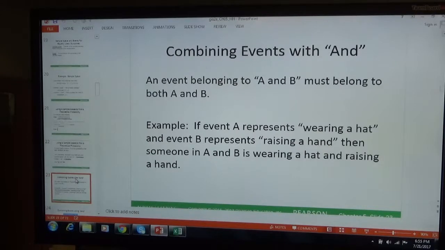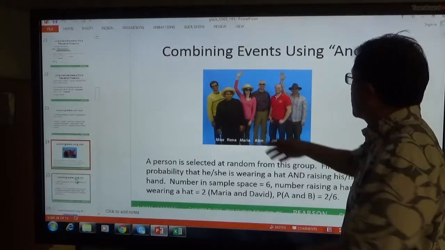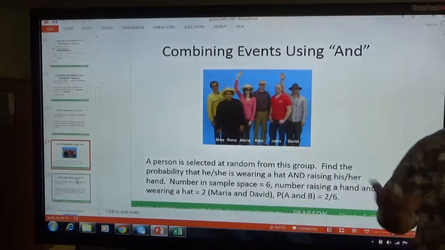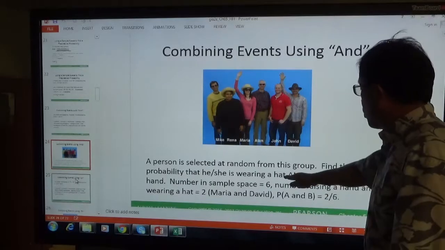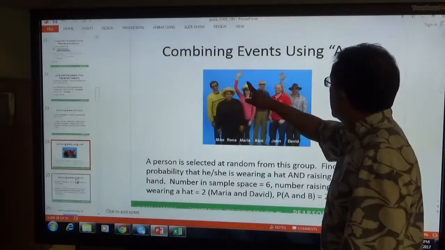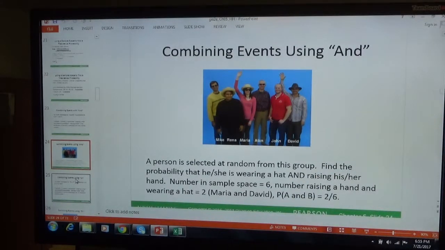So I have this example here. If a person is randomly selected from this group, find the probability that he is wearing a hat and raising a hand. The sample space is what? 1, 2, 3, 4, 5, 6 people. So that's 2 out of 6.